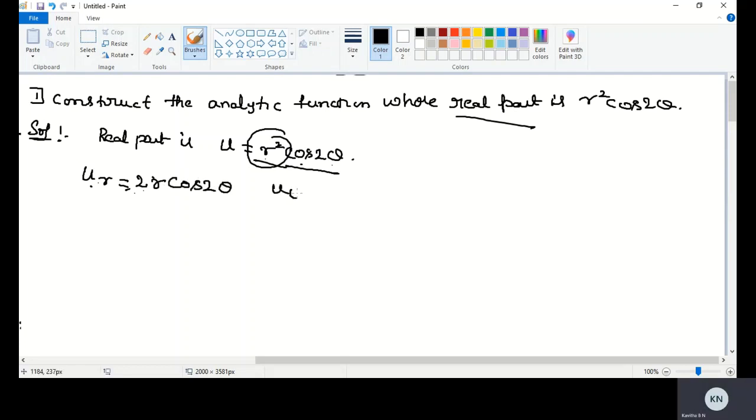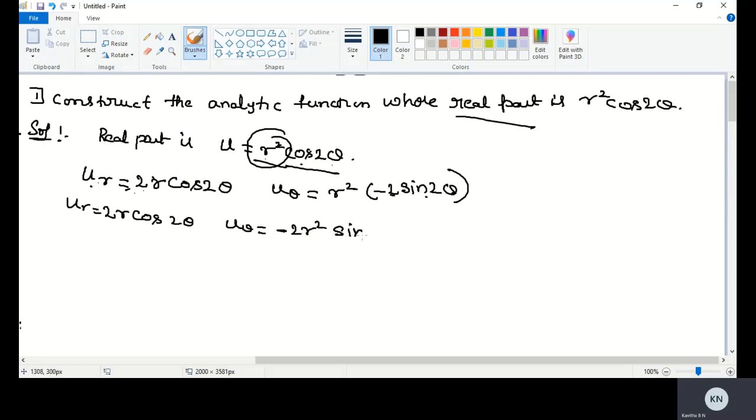Then u theta, partially differentiating with respect to theta here. R square, differentiation of cos 2 theta is what here? Minus 2 into sin 2 theta. Then ur is equal to 2r cos 2 theta, and u theta is equal to minus 2r square sin 2 theta.